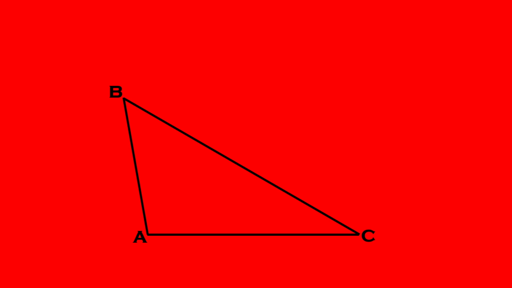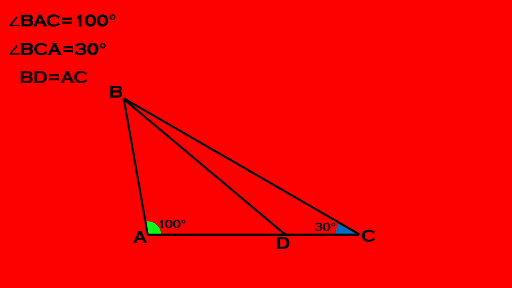Hello my friends, in today's video we are given a triangle ABC such that the green angle is 100 degrees, the blue angle is 30 degrees, then we have a point D on the interior of segment AC such that BD is equal to AC, and the question is to find the angle ABD.